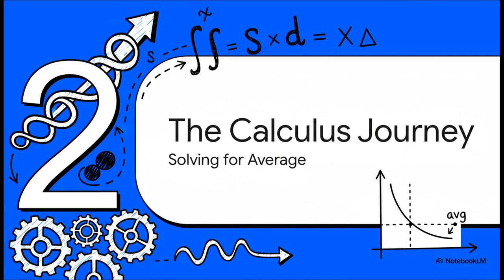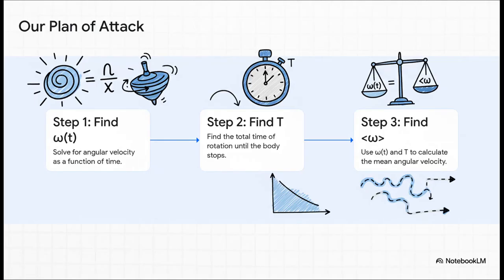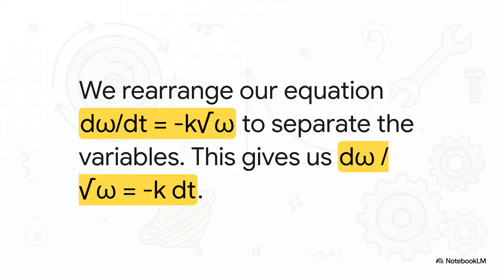Now we're ready to start what I like to call the calculus journey. We're going to break this thing down and solve it, step by step, to find that average velocity. You know, a good physicist always has a plan of attack. Here's ours. First, we're going to solve that differential equation to get a formula for omega at any time t. Then, second, we'll use that formula to figure out exactly how long it takes for the body to come to a full stop. We'll call that time capital T. And finally, we'll take both of those results to calculate the average angular velocity. It's a nice, clean roadmap. Let's get started with step one.